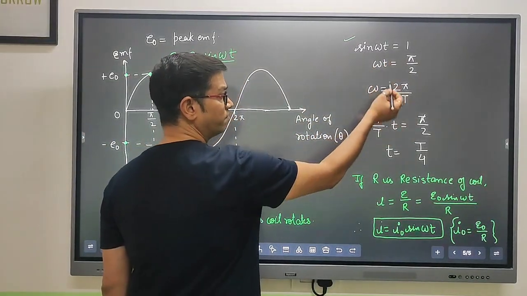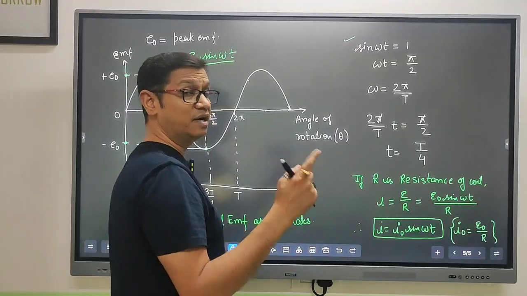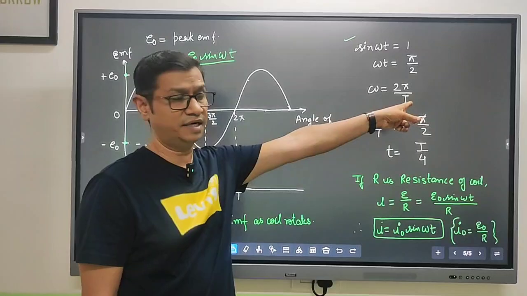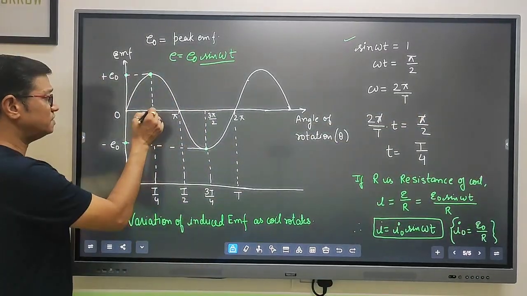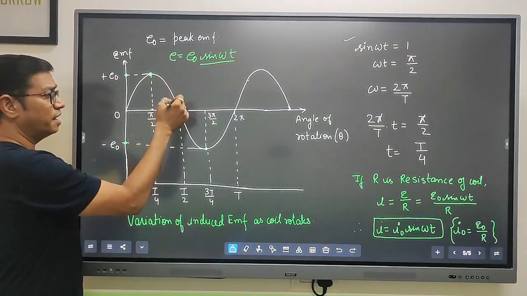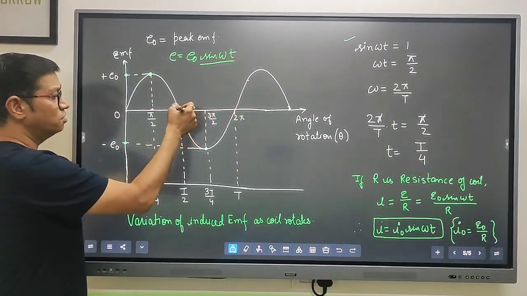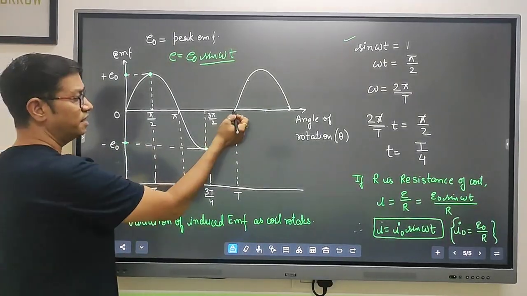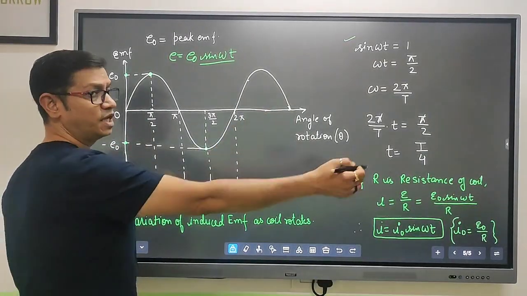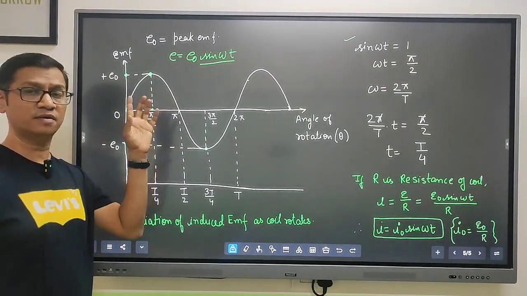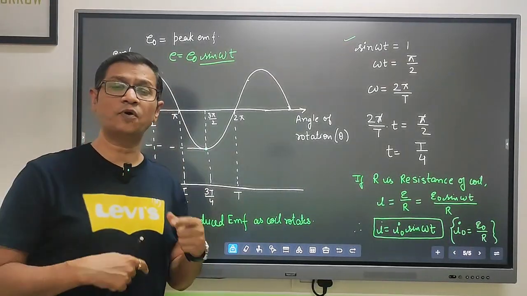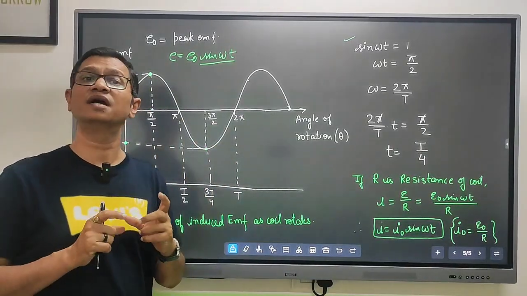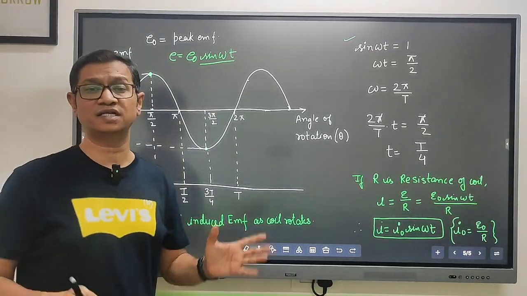Just see this calculation. Omega is 2 pi by capital T, where capital T is our one time period, the time when the coil rotates by just one round. So you can see at pi by 2 rotation it is peak. Again at pi rotation, sin omega t will be 0. At 3 pi by 2 again peak, but on the negative side, the reverse side, and then at 2 pi it will be 0 again, and this will keep on repeating. As you keep on rotating the coil, you will keep on generating EMF with the same pattern. This is why it is called alternating EMF, because it is changing its direction and also its value as the time changes.